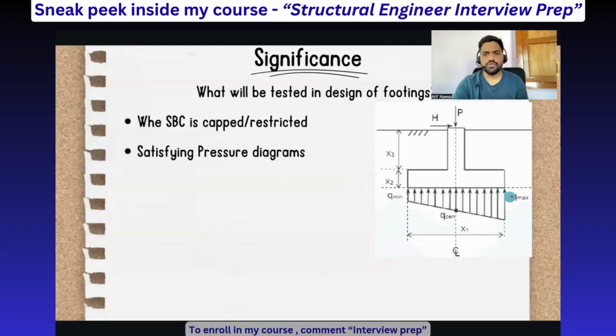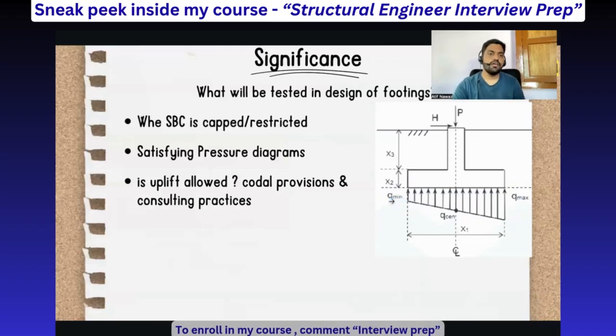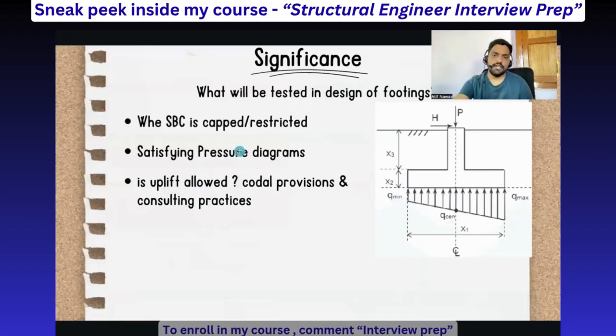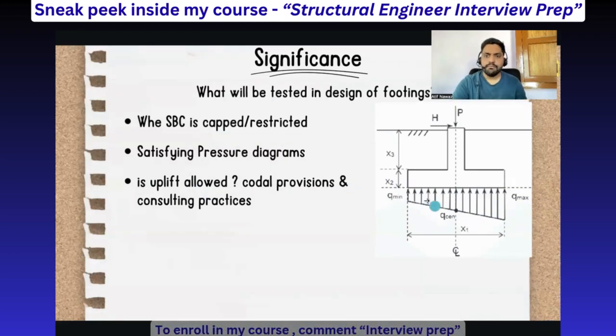If it's a concentric footing, you'll have a pressure distribution like this. There will be some maximum pressure, some minimum pressure, and some variation. You need to understand how this variation comes, what the maximum limit is as per code for the maximum pressure, and what the code prescribes about the minimum pressure and its range. Again, uplift is something very important in footing design. Here, both the maximum and minimum pressure are positive. In a concentric footing, the load acts through the centroid of the footing.